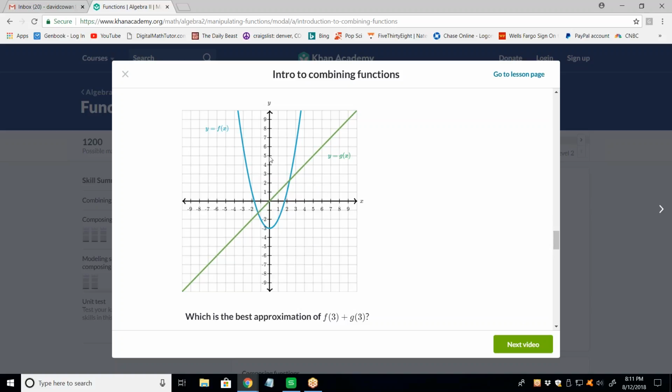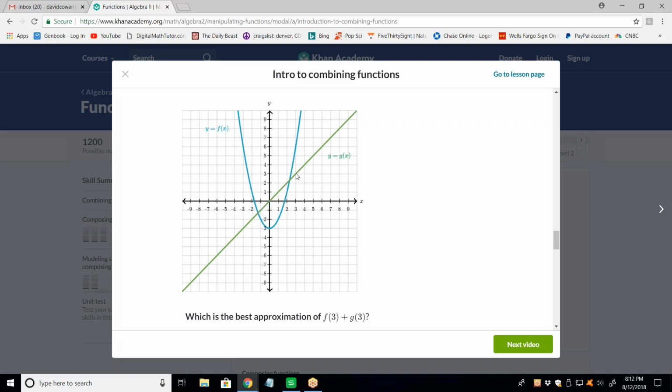Okay, here's what we do. Here's the g function, the green line. So we're going to go on the x-axis to 3. And then we're going to look at where that is on the green line. Well, it also happens to be 3. So g of 3 is 3.